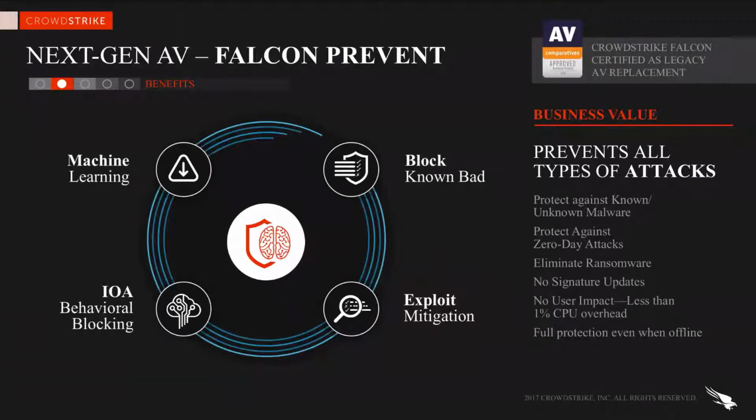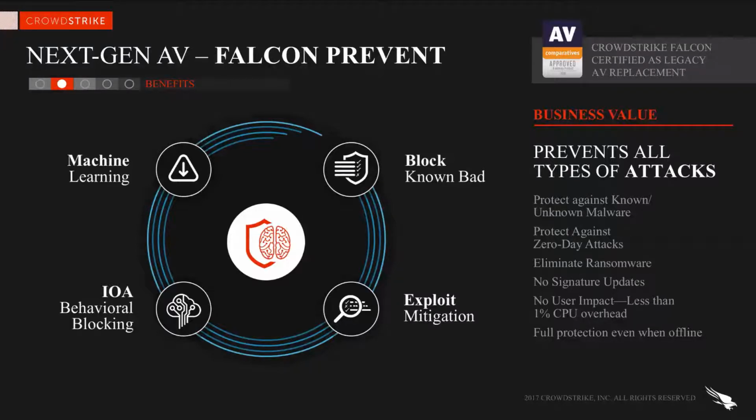The agent itself takes up about 30 megs on disk, uses 10 megs of memory, and CPU utilization tends to stay between 0 and 2%, because we are eliminating that hit from the sensor by using machine learning and behavior patterns. So full protection, even when offline, is also one of the things we saw from within the demo here. So that's a quick look at Falcon Prevent.